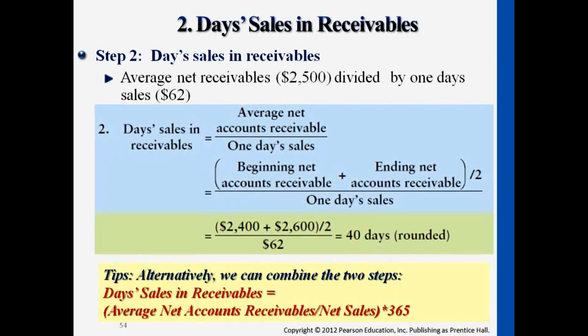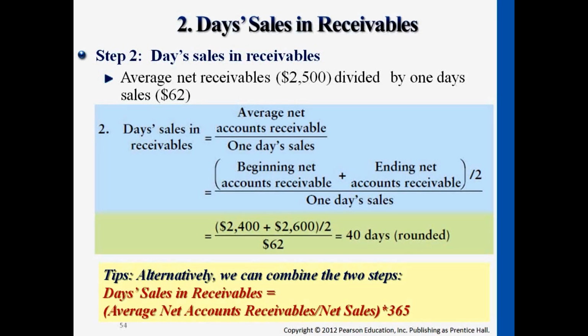Second step, these $62, we use it to divide average receivables. So average receivables, you'll be given the beginning accounts receivables, the ending, add them together, divided by 2, and then you divide it by daily sales. So this may seem a little complicated to interpret, but basically what we're trying to do is compare average accounts receivables and understand how many times it exceeds daily sales.